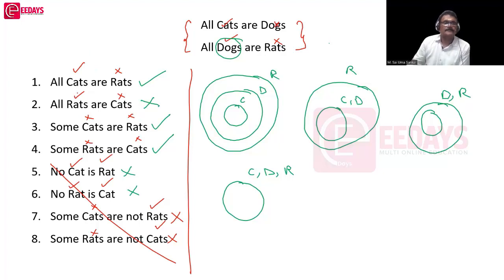Why? See, in the first one, the subject, cats, is distributed. In the statement also, cats is distributed. In the second one, rats is distributed. But in the statement, rats is not distributed. What is the meaning? If any term is distributed in the conclusion, the term must be distributed in the statement. That's it. Then only that is a valid conclusion.